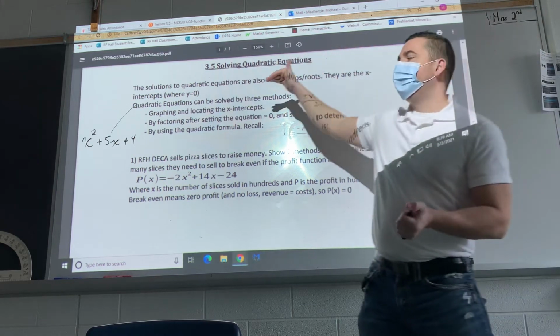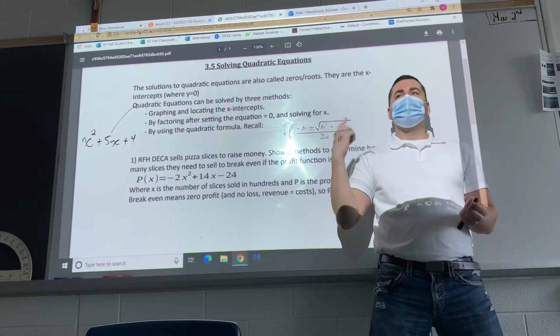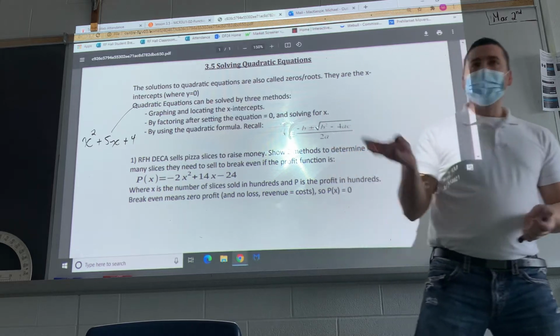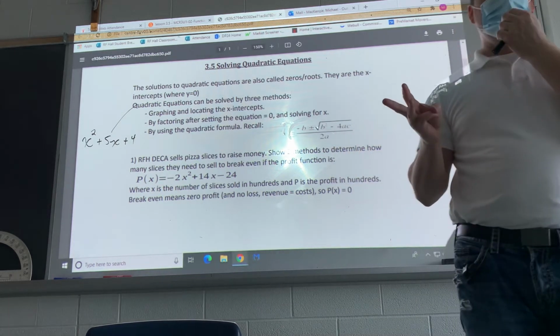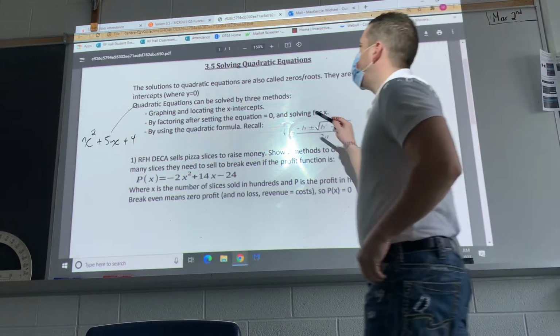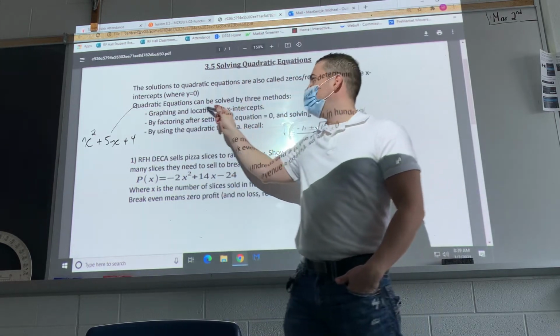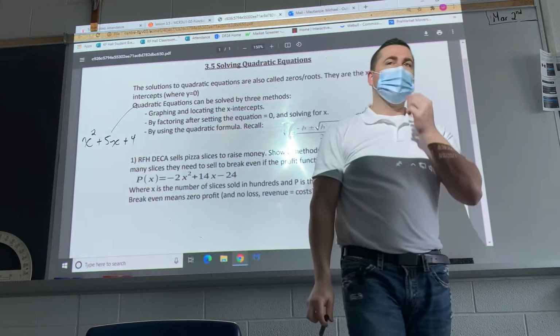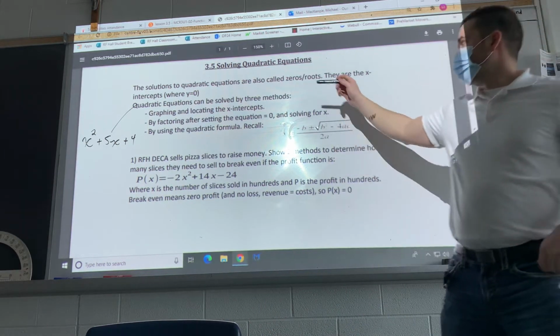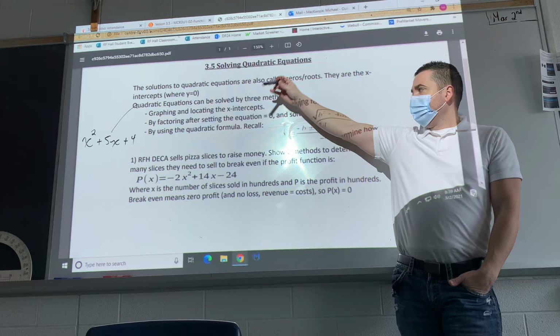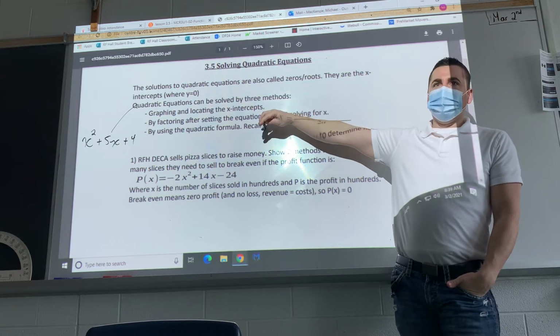We could solve it 3 different ways: by graphing, by factoring, or by using the quadratic formula. I'm not going to ask you to graph, since we did graphing in the last chapter. So we're going to be focusing on factoring and using the quadratic formula for this one.